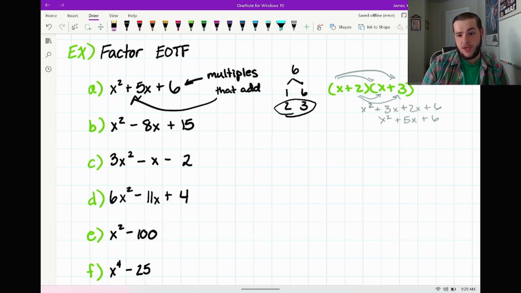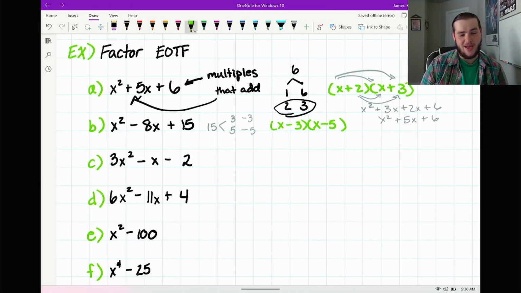Why don't you pause the video here, see if you can try part B on your own. Hopefully we were able to come up with the answer x minus 3 times x minus 5. But this one's a little bit tricky because my linear term is negative, the minus 8x piece. And when I look at factors of 15, it's tempting to say, oh, 3 and 5, those add to 8. But I need them to add to negative 8. Luckily, negative 3 and negative 5 are also factors of positive 15. So I can use minus 3 and minus 5, which definitely add to minus 8.